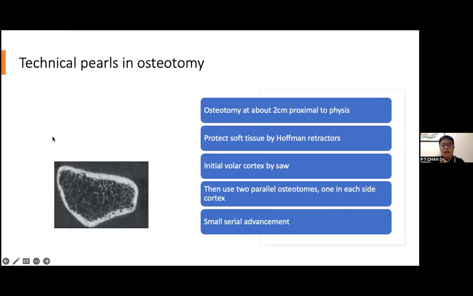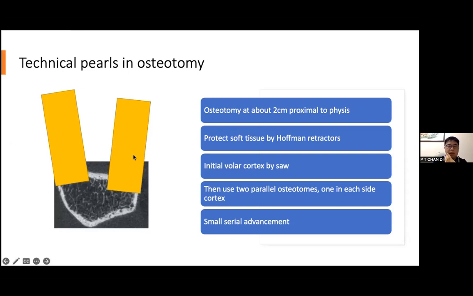So the technique: the osteotomy should be performed about 2 centimeters proximal to the physis, and after protection of the Hoffman, the initial volar cortex will be opened up by a saw. And then I will use 2 parallel osteotomes, one on the radial side and one on the ulnar side, and advance gently with small advancement on each side.